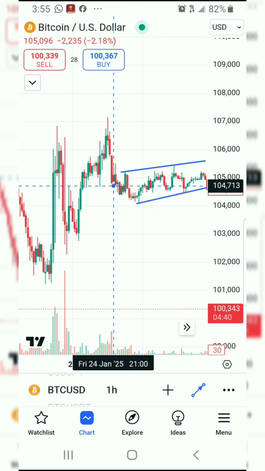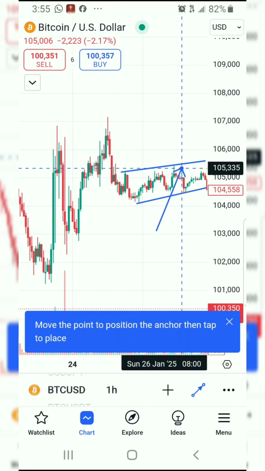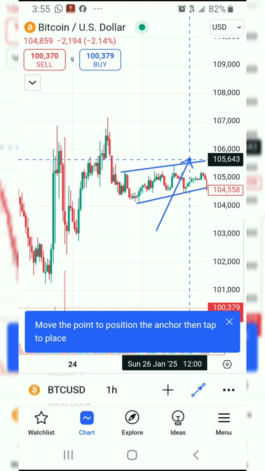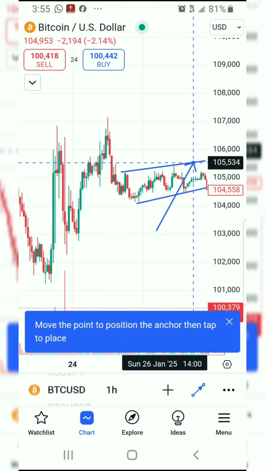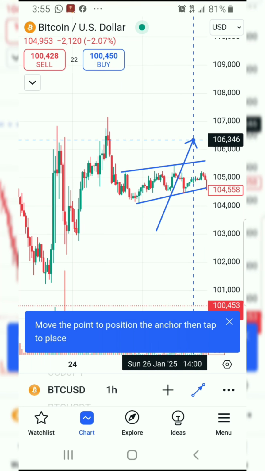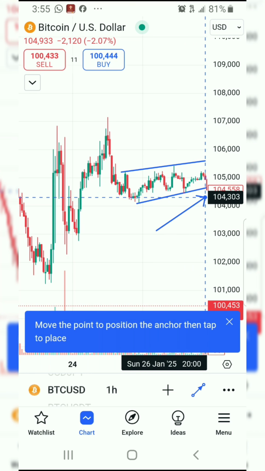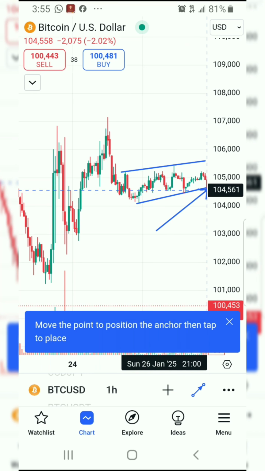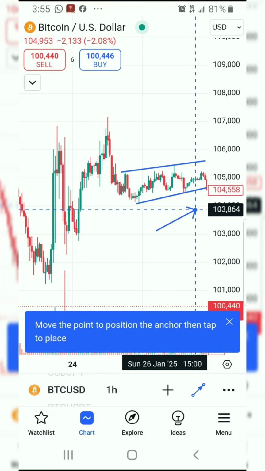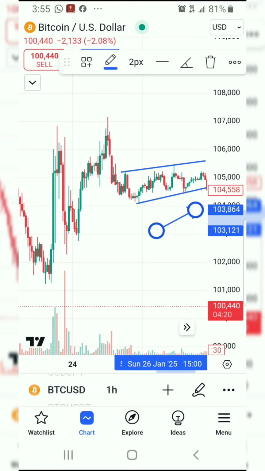Let me get an arrow. Okay, so if price breaks this upper trend line, we're going to enter the buy to the upside. But if price breaks below, we enter the sell going downwards. So yeah, that's the best and simple strategy.